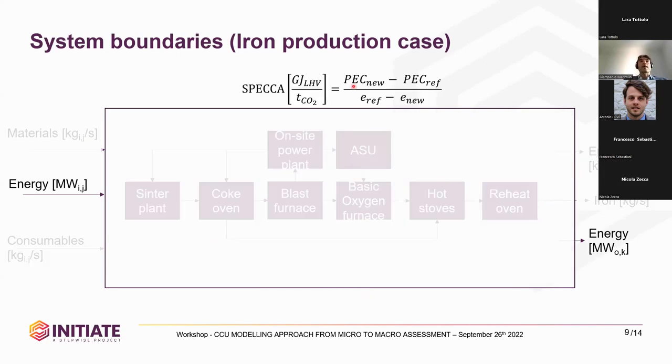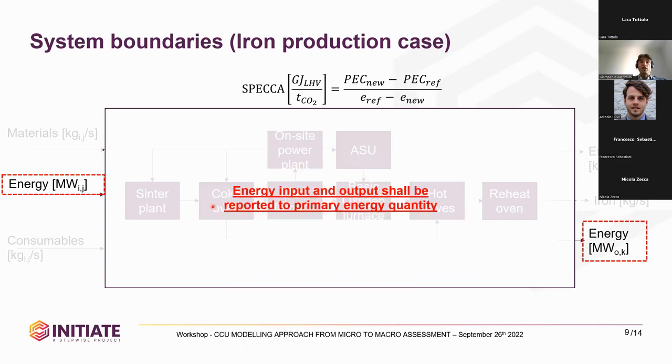So if we go to the SPECCA, which I remind you is the primary energy consumption for avoiding 1 ton of CO2. So it's the primary energy consumption of the new case minus the primary energy consumption of the reference case. We need to account between the input and the output mainly about the energy at the input and the energy at the output. What I want to stress is energy input and output shall be reported to primary energy quantity. So when we calculate the SPECCA and we calculate the primary energy consumption, we cannot mix different forms of energy, but we have to go back to the common denominator, which is the primary energy consumption.